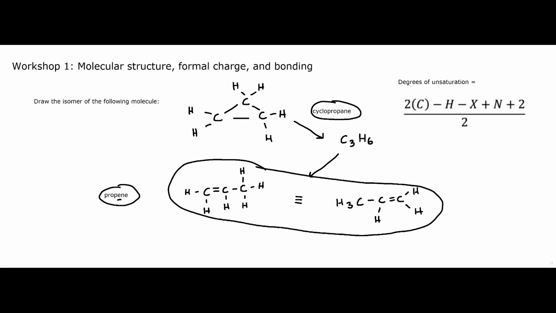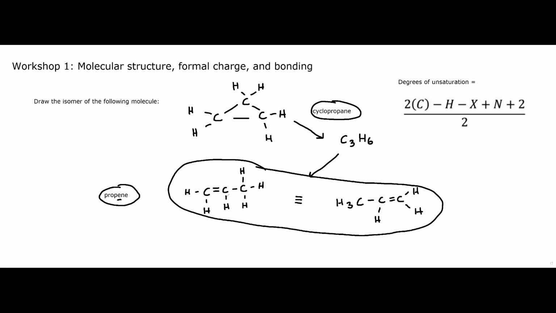You just plug in the appropriate number of atoms that you have, run the numbers, and you should get a nice whole even number. Typically it'll be between 0 and, in this class, we'll only see up to maybe 4 or 5. But you could have many, many, many degrees of unsaturation on a molecule. What exactly is a degree of unsaturation?